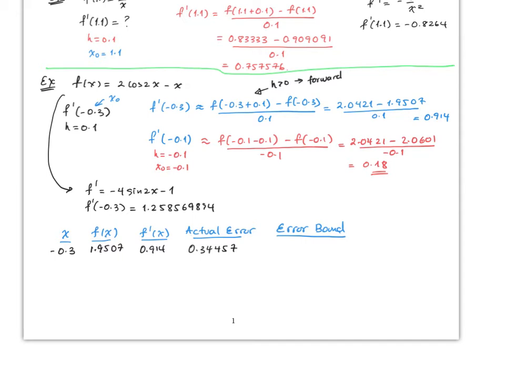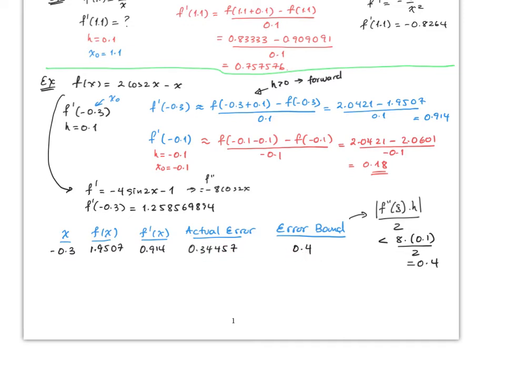What about the error bound? Remember that the error bound is equal to the absolute value of the second derivative evaluated at some c times h divided by 2. So this is the maximum it can be. Now, if the first derivative is this, then the second derivative will be minus 8 cosine 2x. And the maximum this can be is 8, because the maximum cosine can be is 1. So in absolute value, this has to be less than 8 times h, which was 0.1, divided by 2. This equals 0.4. So this is the maximum it could be. So therefore, the error bound is 0.4. And as you can see, the actual error is less than the error bound.